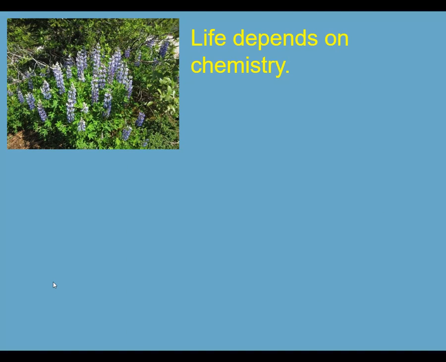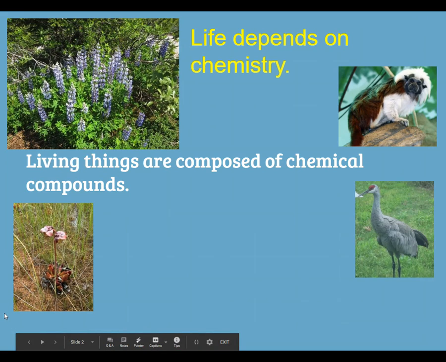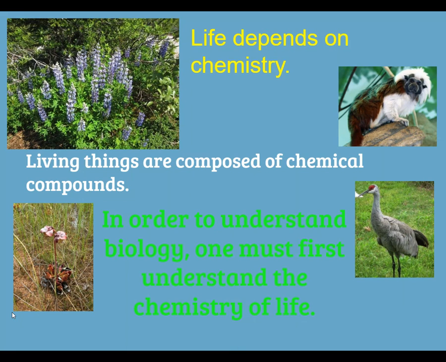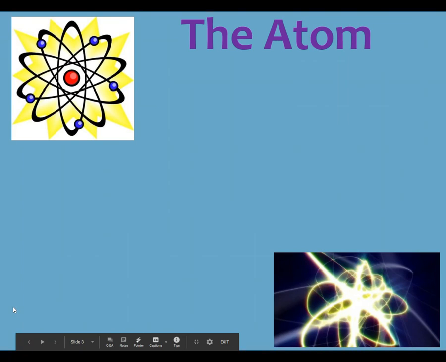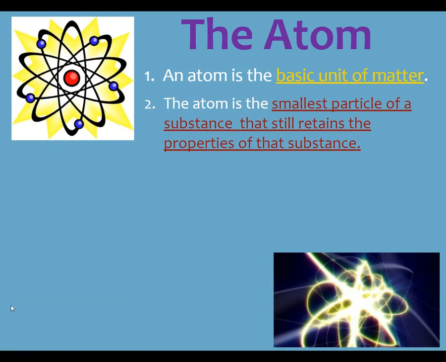Life depends on chemistry. Living things are composed of chemical compounds. So in order to understand biology, one must first understand the chemistry of life. At the top of your paper, we talk about the nature of matter. The first thing is the atom. An atom is the basic unit of matter. The atom is the smallest particle of a substance that still retains the properties of that substance.